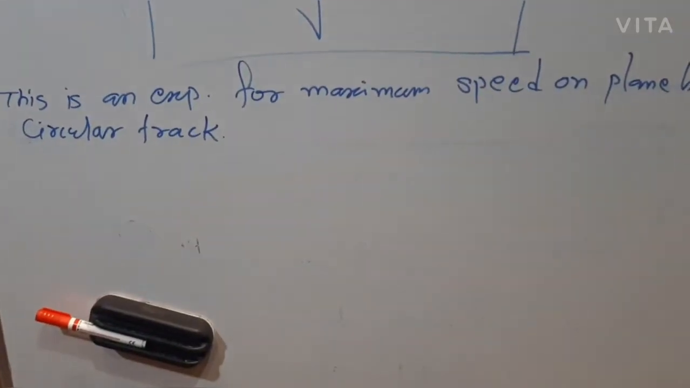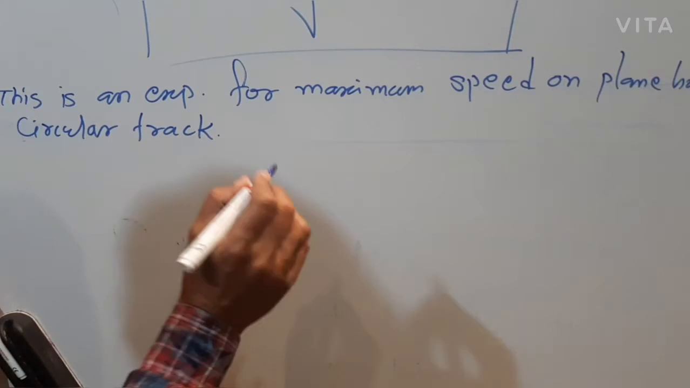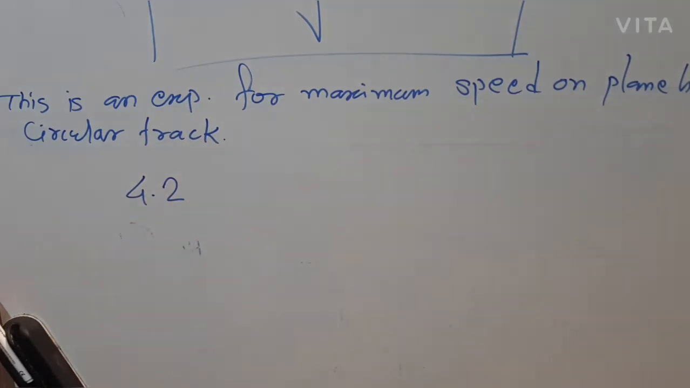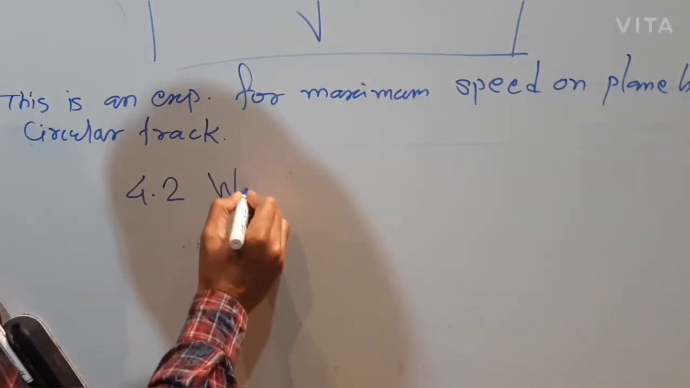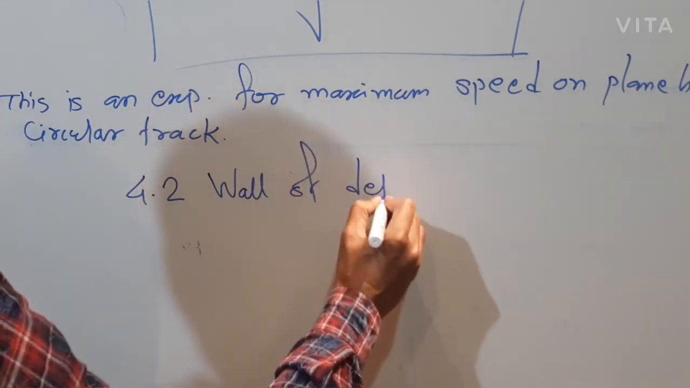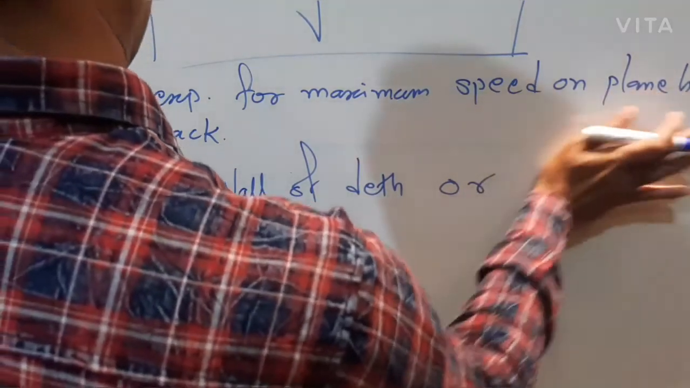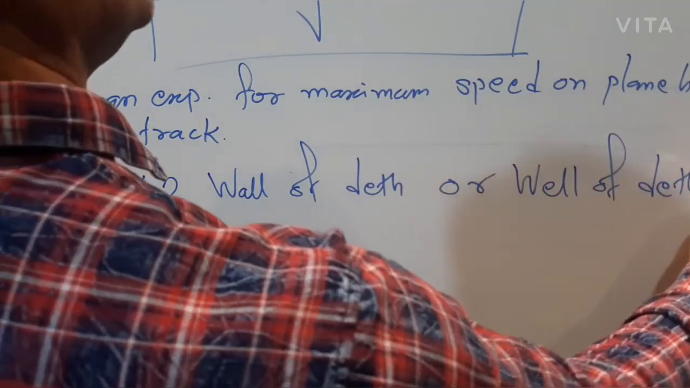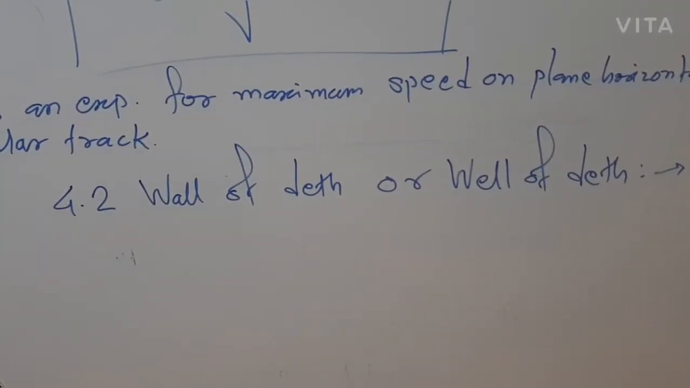Now, our next application is the sphere of death or wall of death. So write down 4.2, wall of death or well of death. Write down this second application, wall of death or well of death.